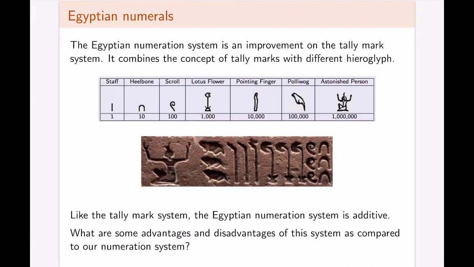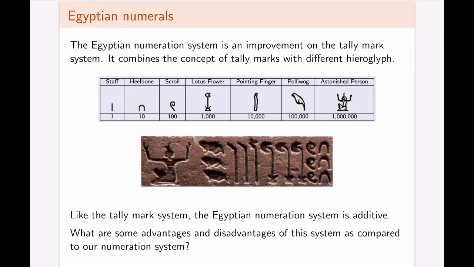The actual numeral system in itself is really quite beautiful. It is an improvement on the tally mark system. It combines the tally mark system as a concept of additive number system, but now instead of, for example, writing 10 tally marks for 10 things, we have a new symbol for that. Instead of writing 100 tally marks, we have a new symbol for that. So the symbols range from 1 to 1 million, where this is argued to be either a frog or a bird, and this is essentially, says an astonished person here, often considered to be a pharaoh, a million.